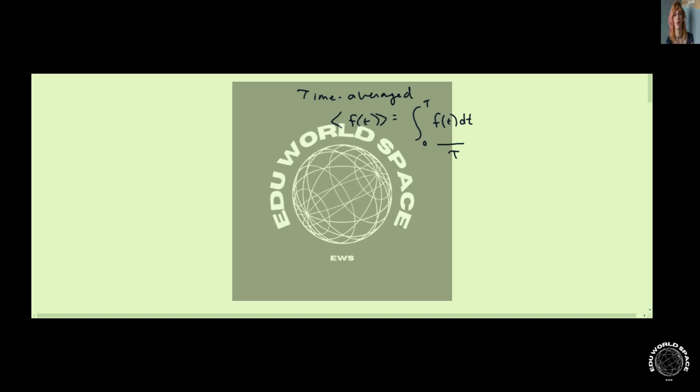Here we're going to look at the time-averaged potential energy of two objects in orbit about each other, whether they're a planet going around the sun or two stars in a binary system.